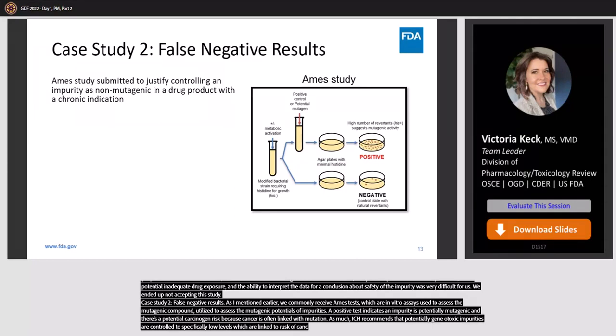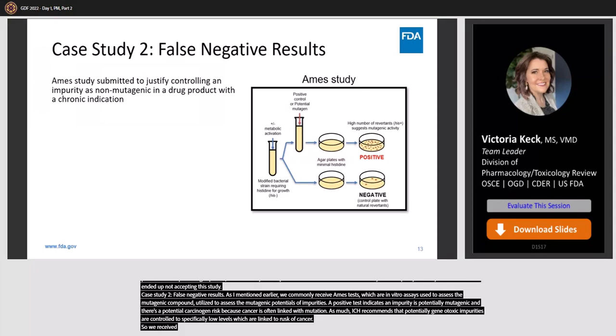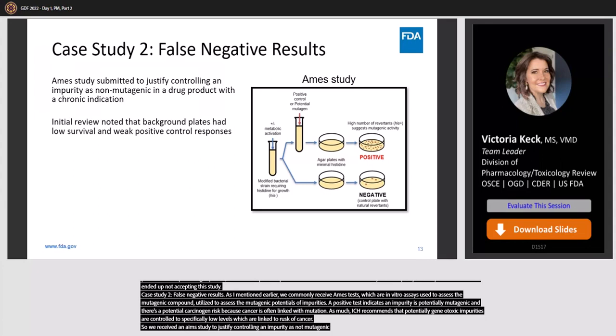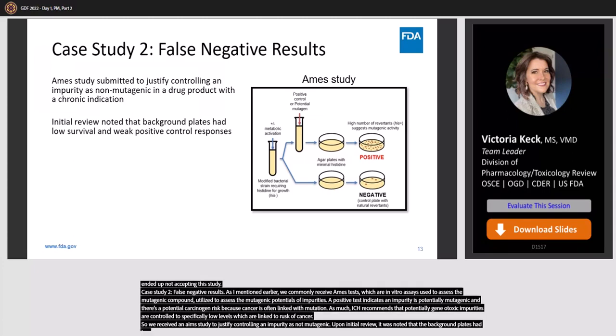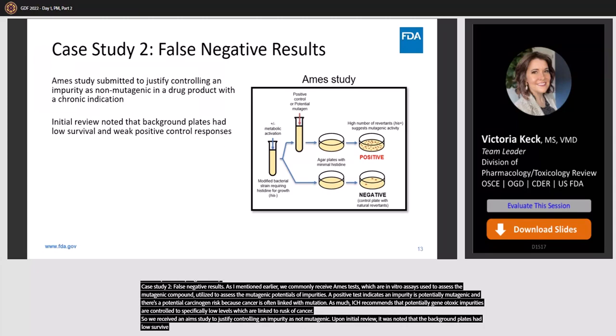So we received an Ames study to justify controlling an impurity as non-mutagenic in a drug product with a chronic indication. Upon initial review, it was noted that the background plates had low survival and there was a weak positive control response. We were having difficulty interpreting the results of this specific study.